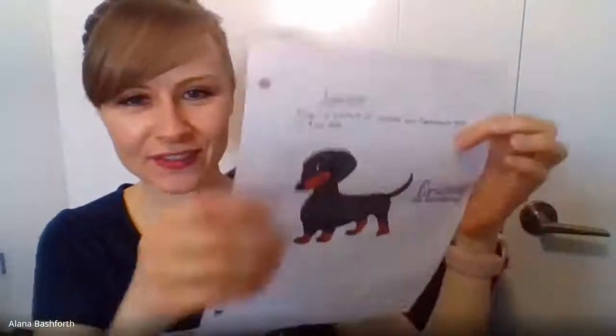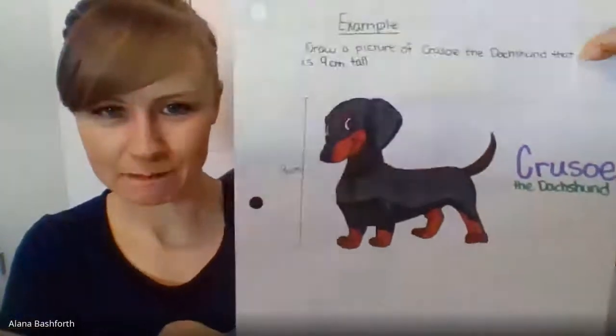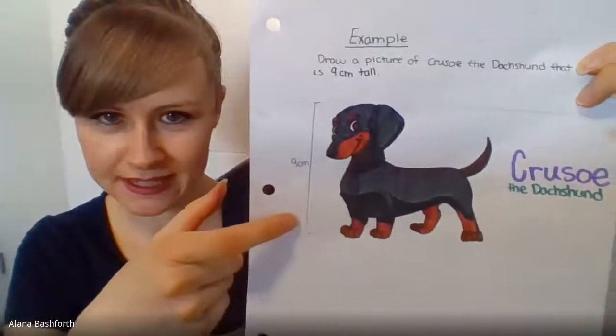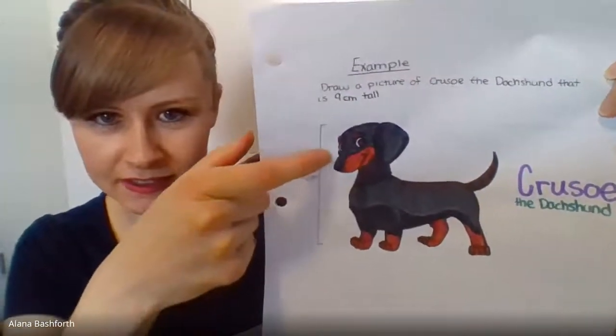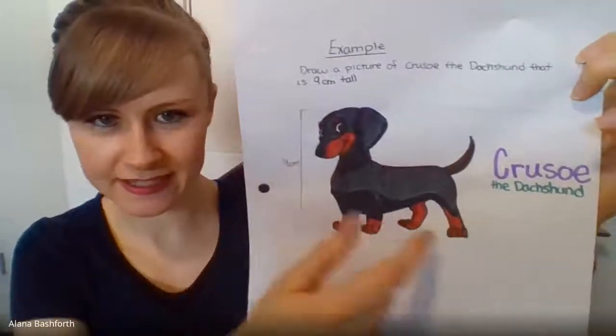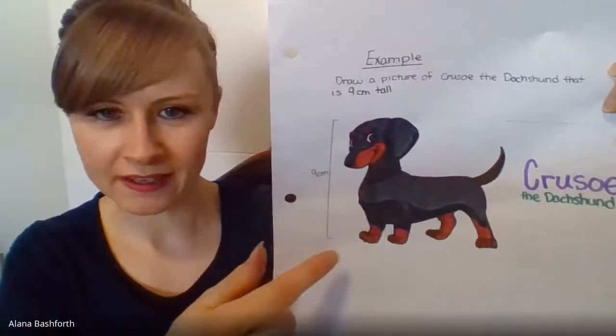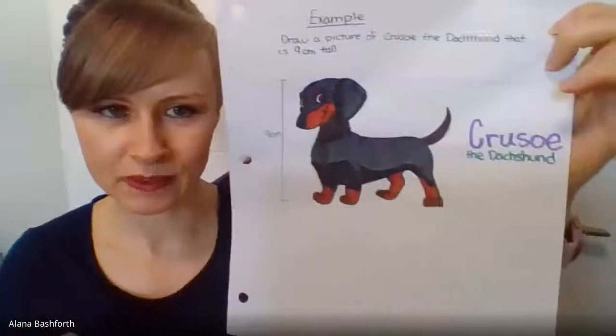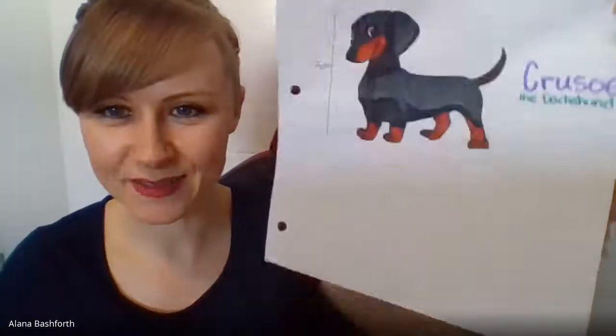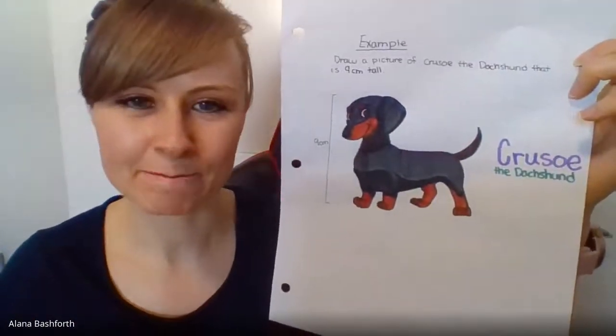In the assignment, you'll see an example of Crusoe, and I colored it for you, but here's a better example. So he's supposed to be 9 centimeters tall. So I did that. I drew the lines, and then I drew Crusoe, and then I put how tall he is. And this one's colored. You'll only see the pencil one on the assignment.